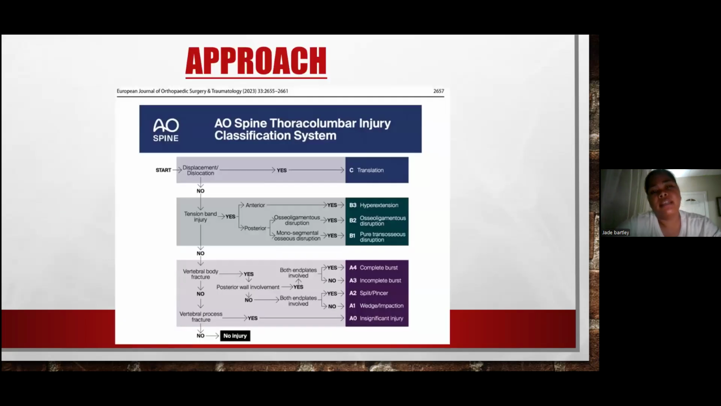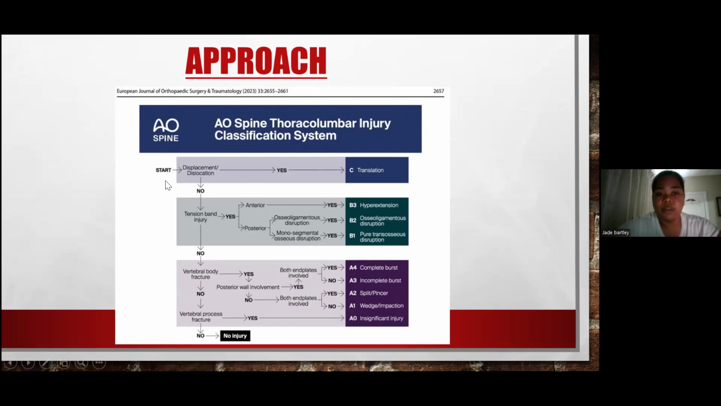So based on this classification, the algorithm was proposed by the Spine Study Group to basically help physicians, surgeons, or non-spine surgeons to approach these patients. And they usually recommend trying to identify the most severe and then moving down. So if there's any evidence of displacement or translation, then that will be a type C, which is most severe, would warrant surgical intervention.